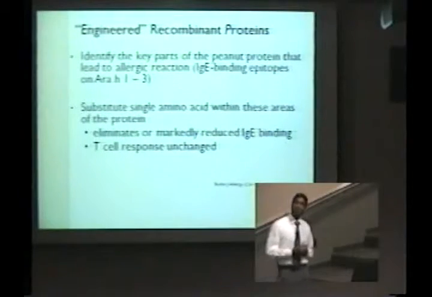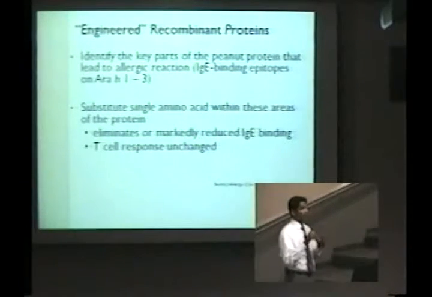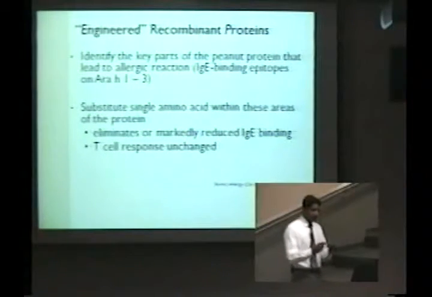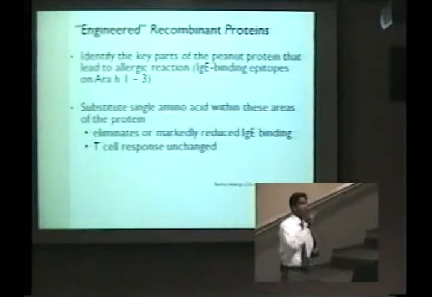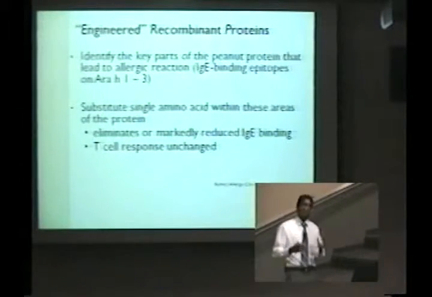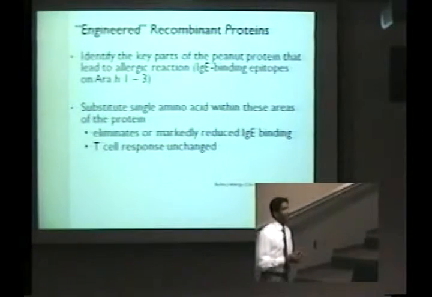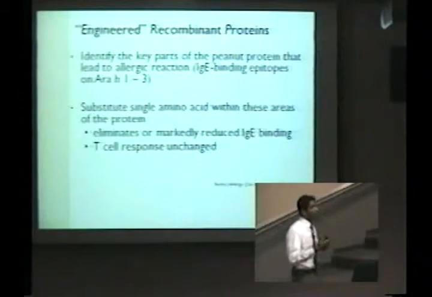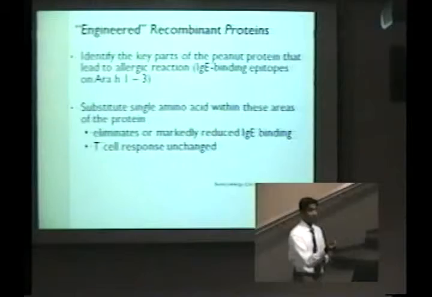Dr. Burks and Dr. Sampson and some of his colleagues, years ago, identified the key parts of the peanut protein that cause the allergic reaction, the IgE binding epitopes, in case someone was really interested. What they then did is they took those areas that were causing the allergic reactions and substituted single amino acids. That reduced the IgE binding, but it didn't change the T cell response. Now the T cells are sort of the general of the immune system. By not changing the T cell response, the hope is that by giving this as immunotherapy, you can help treat the disease, but not have any of the side effects that come along with giving something that someone is allergic to.